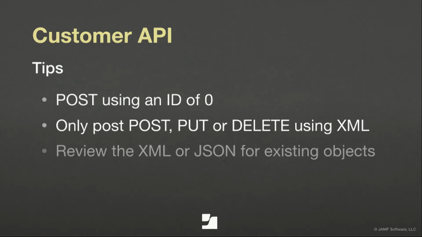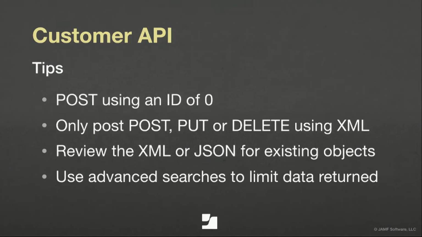Some other tips when using the classic API: post using an ID of 0, and you'll get back in the result what the ID of that object is. So if you're adding a new object into the JSS, you'll get that ID back. You can also only post using XML. If you are new to the JSS or new to some of the objects, we definitely recommend populating the data in the JSS first and then using a get statement. That way you can see what information is available for that object in the JSS.